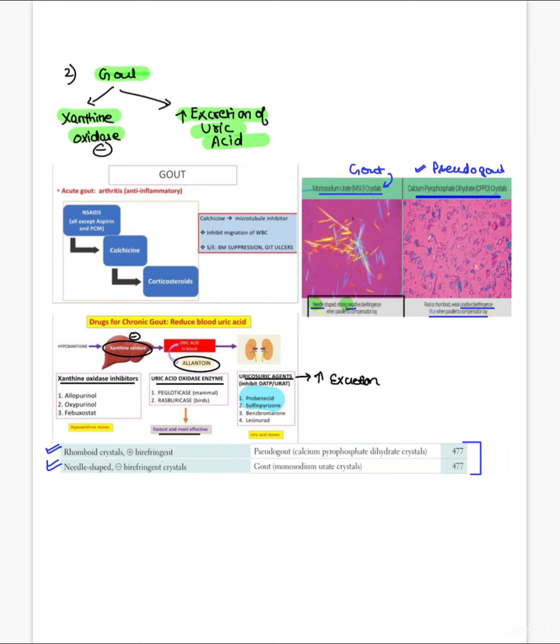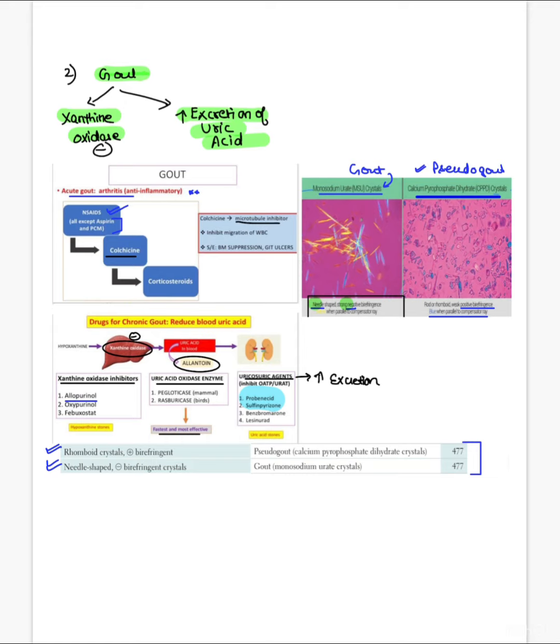Now coming on to the management of gout. We have acute gout and chronic gout. Remember, allopurinol is used only for chronic gout, not for acute gout. Acute gout is basically an inflammatory condition, so we need to reduce the pain and will give NSAIDs. We can give all except aspirin and paracetamol, because they are contraindicated here. If it is not responding, we go to colchicine.